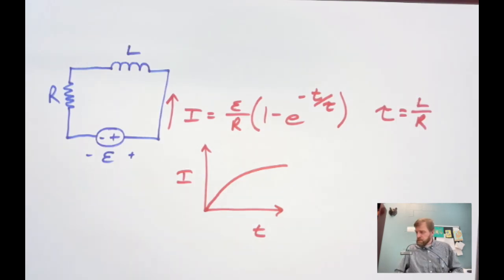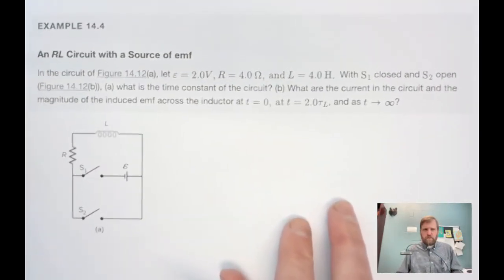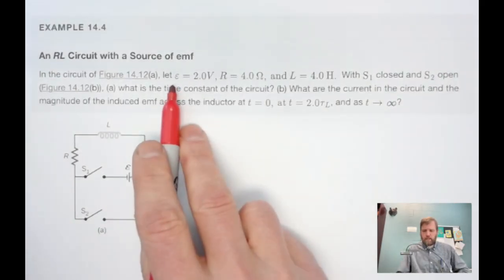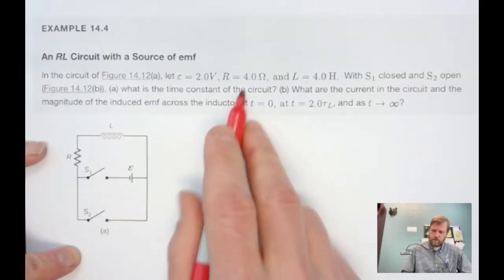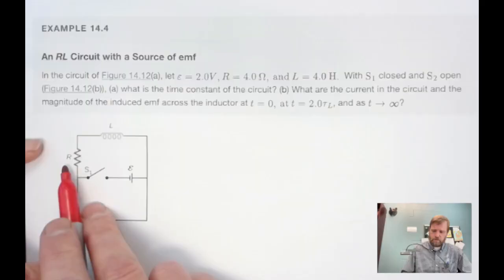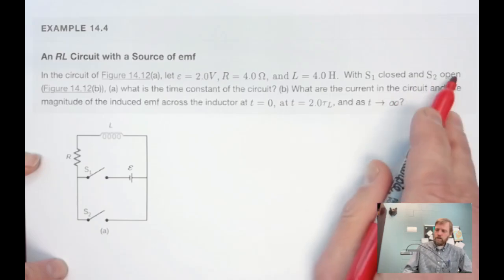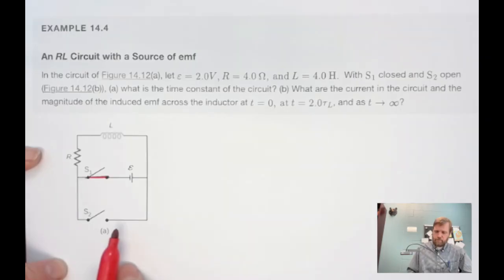All right, so let's take a look at an example. Example 14.4. Okay, and so here's the example. In this circuit, which is this one right here, let epsilon equal 2 volts. So that's right here. This is 2 volts. R equals 4 ohms. L equals 4 Henry. And with S1 closed and S2 opened, which is when this is closed like that, what is the time constant of the circuit?